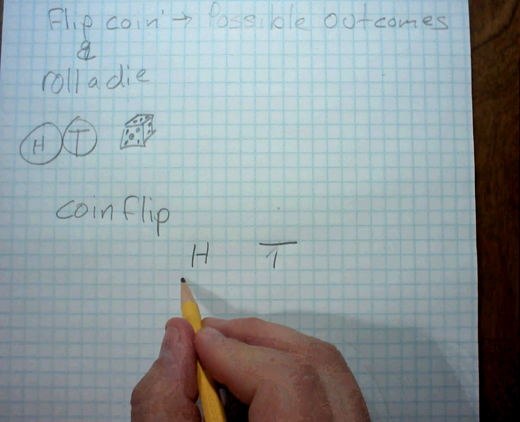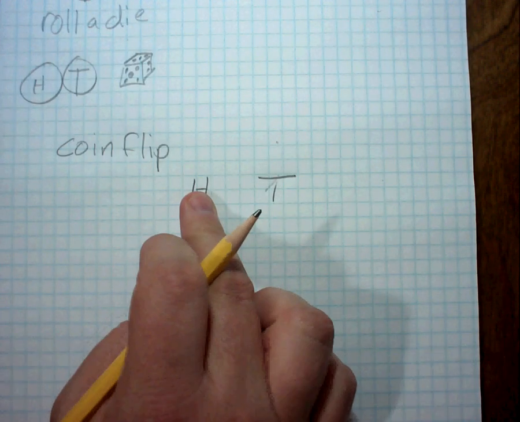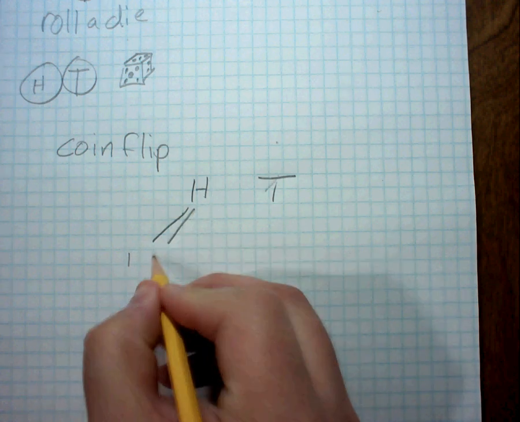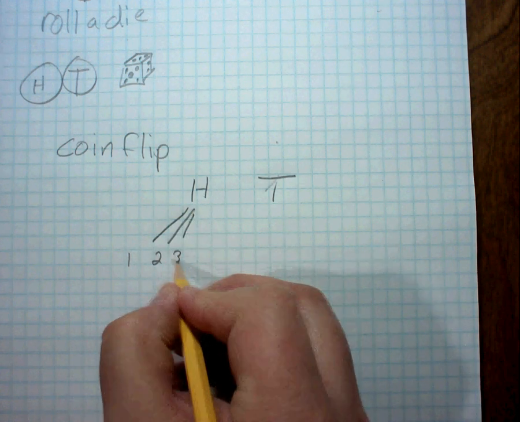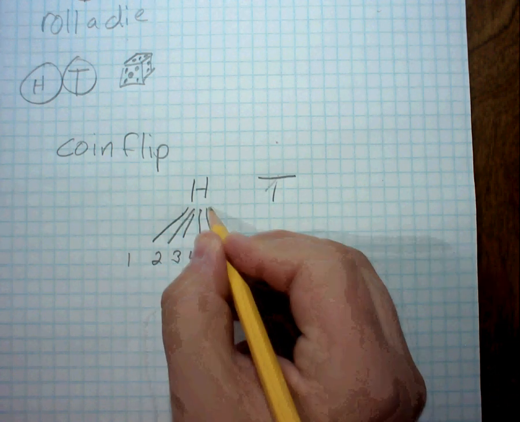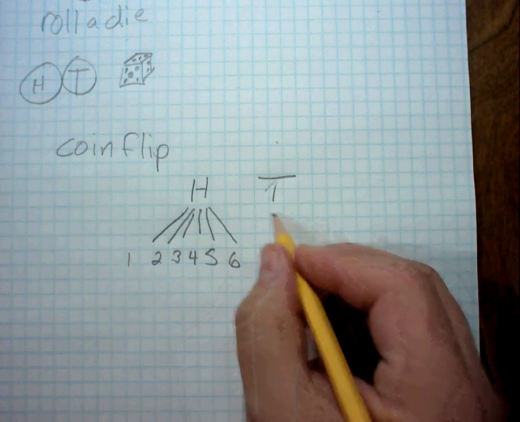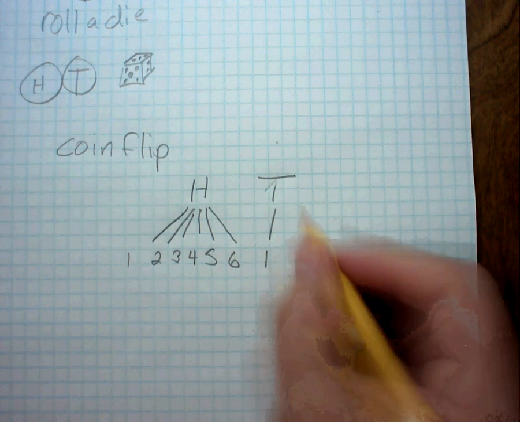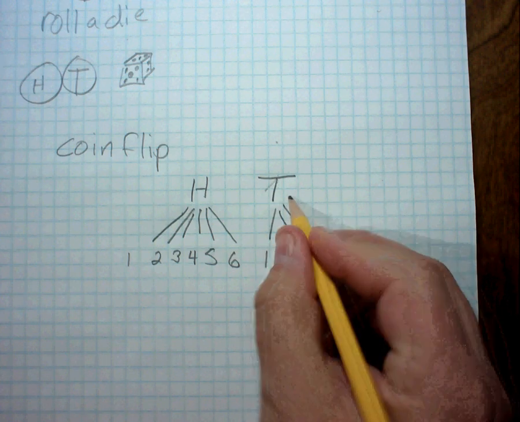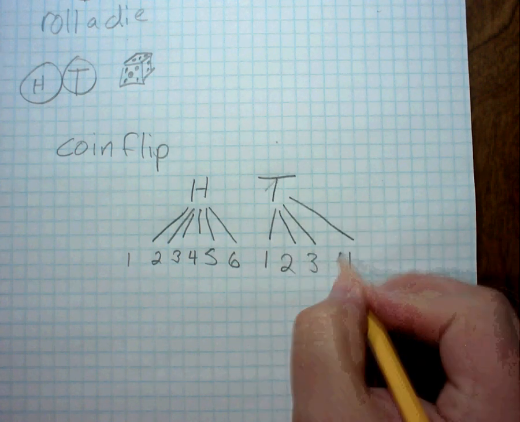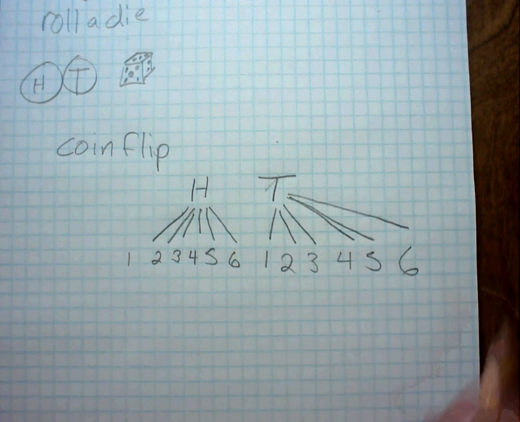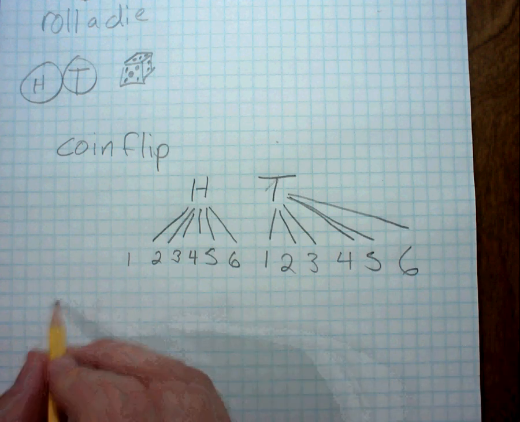Now, if I flip heads and I roll the dice, I have 1, 2, 3, 4, 5, 6 possible outcomes. Now, if I get tails for the coin, then my outcomes for the die are going to be the same. 1, 2, 3, 4, 5, 6.